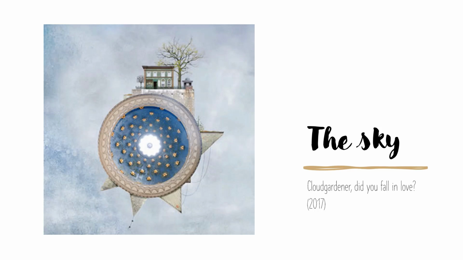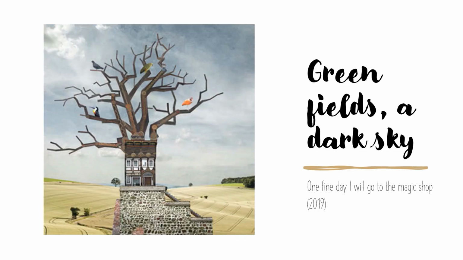I really like the title of this piece of art. You might have noticed the title underneath as we've been going through, and Matthias Jung has chosen some really interesting and unusual titles for his pieces of work. This one is called Cloud Gardener, Did You Fall in Love? And then this picture has got green fields in the background and then a really dark sky. Maybe there's going to be a storm or something like that.